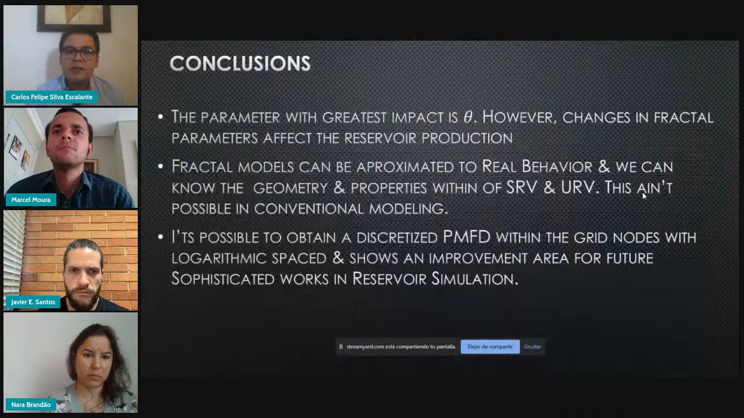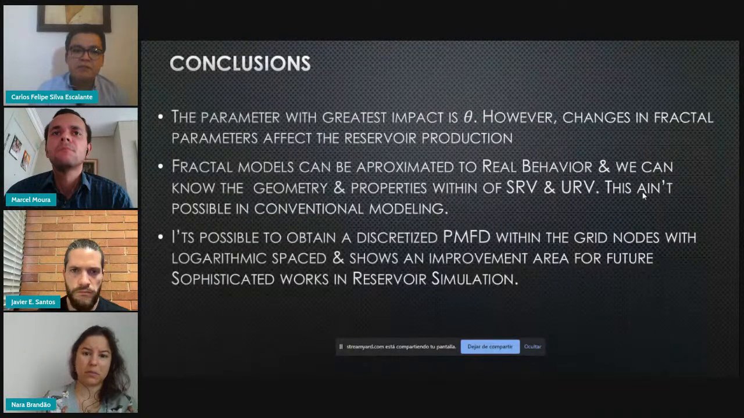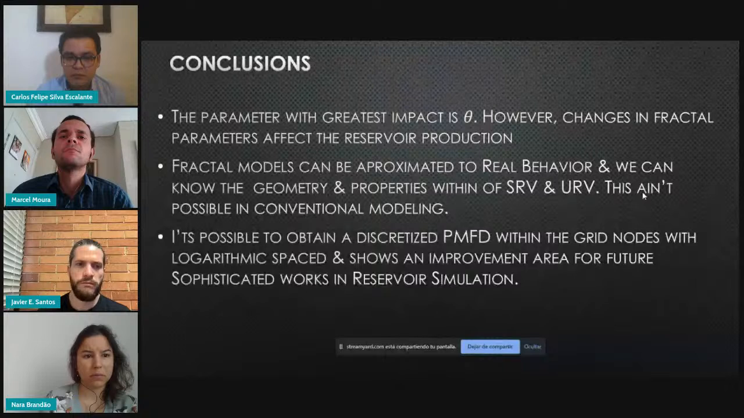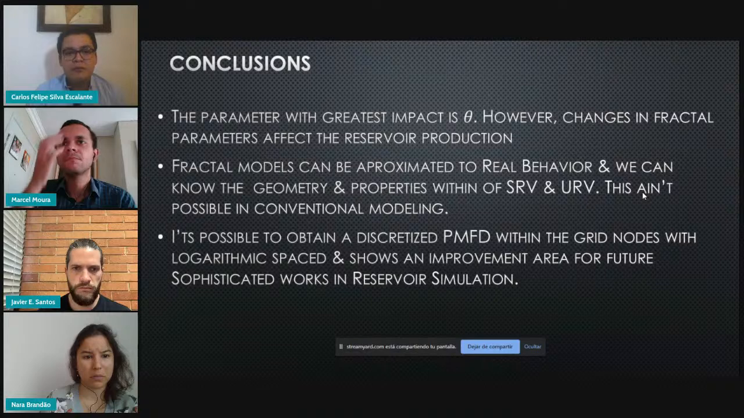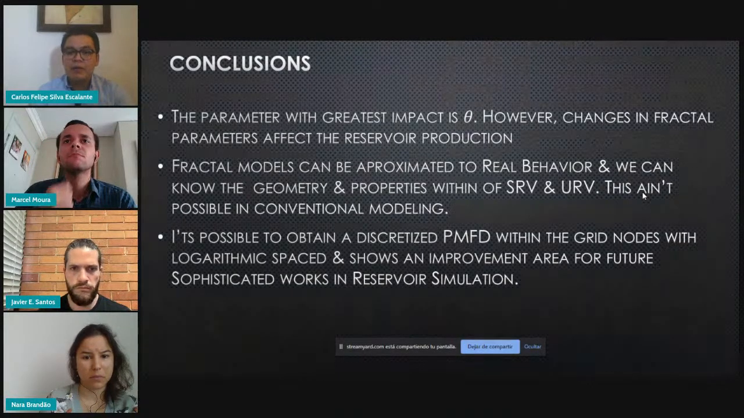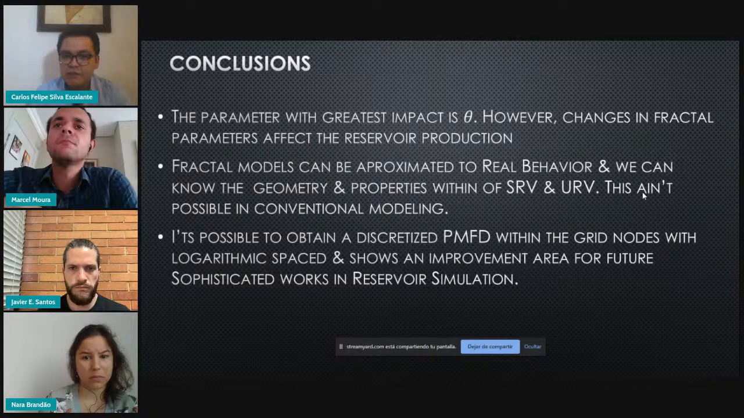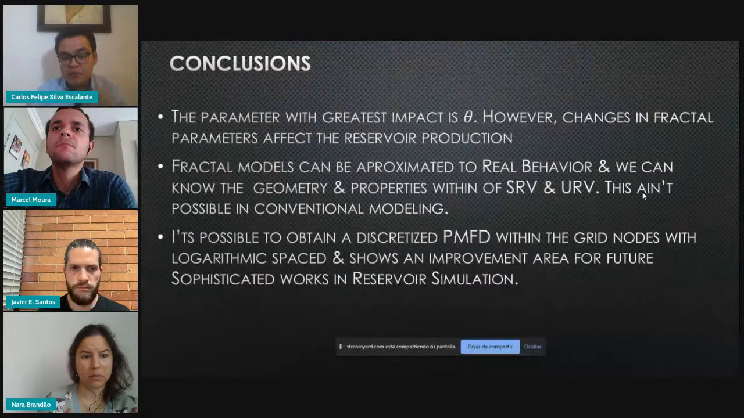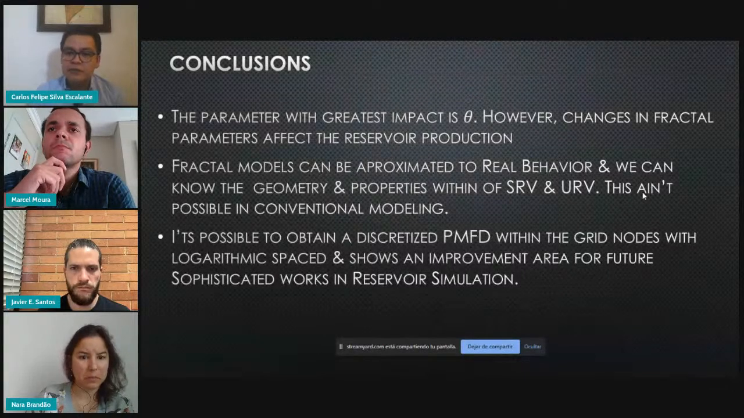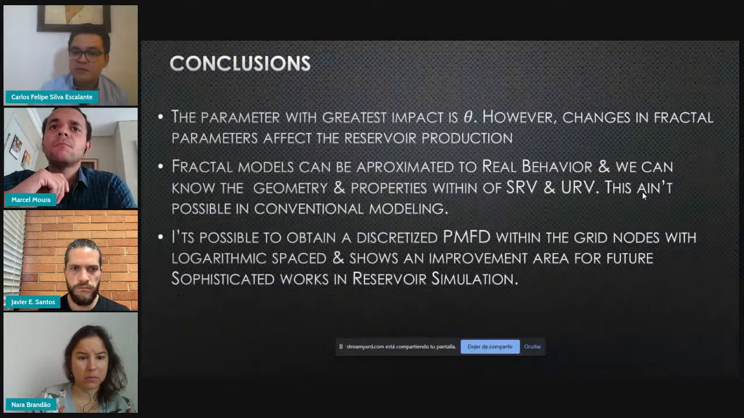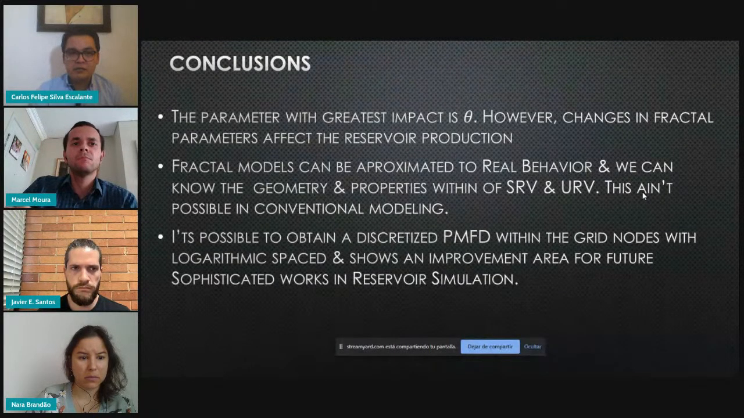And conclusions. The parameter with greatest impact is theta. However, changes in fractal parameters affect the reservoir production. The fractal model can be approximated to real behavior, and we can know the geometry and properties within the SRV, stimulated reservoir volume, and unstimulated reservoir volume. This isn't possible in conventional modeling. And it's possible to obtain a discretized porous media fractal distribution within the grid nodes with logarithmic space, and it shows an improvement area for future sophisticated works in reservoir simulation.